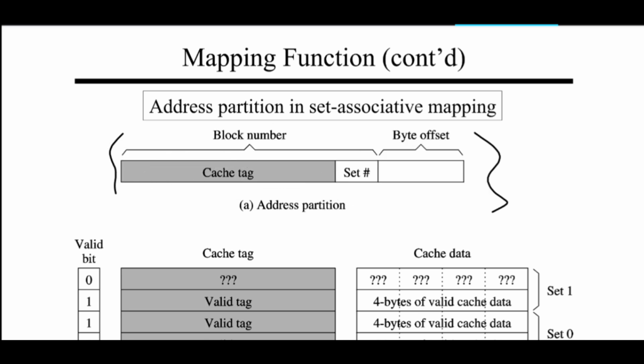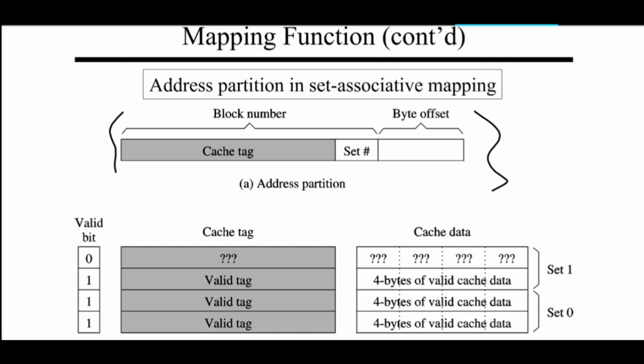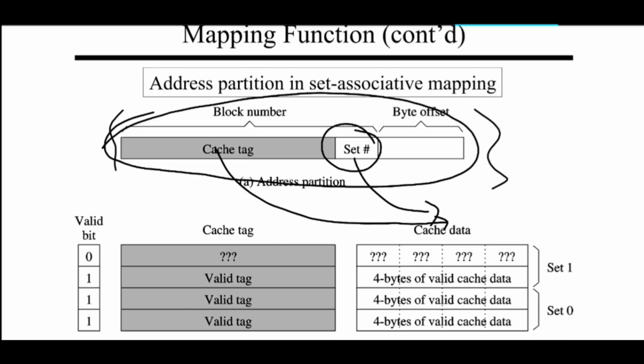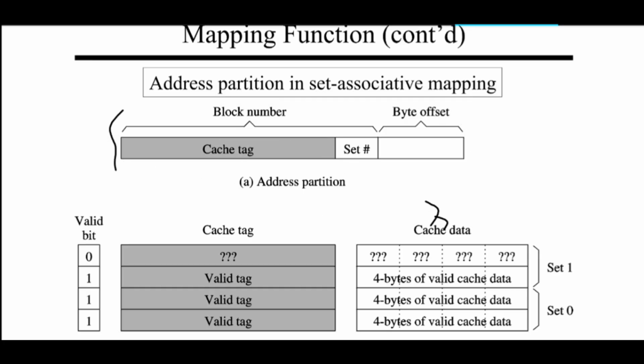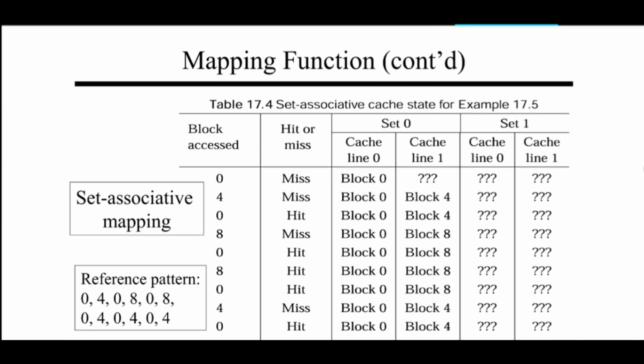So here the cache controller need not search inside the whole cache memory. It will only find the set address, then go to that set and search for the tag address there. If it is not found, then it's a miss. If found, it's a hit. Then let's go towards some examples.